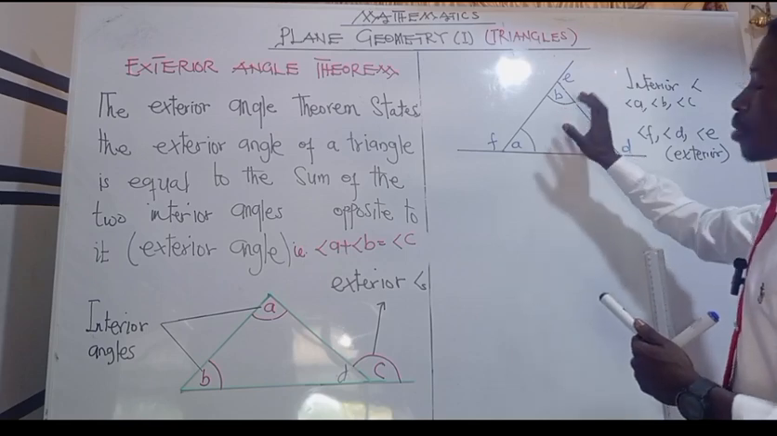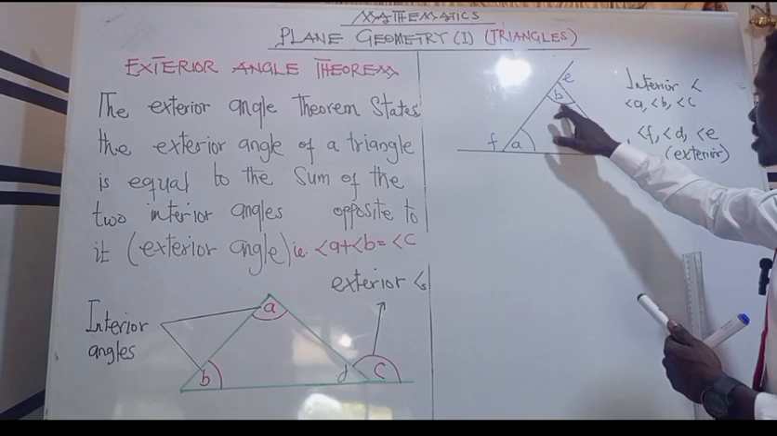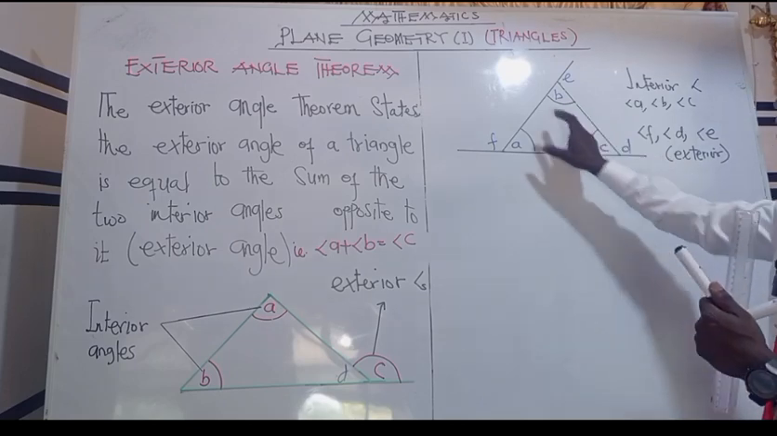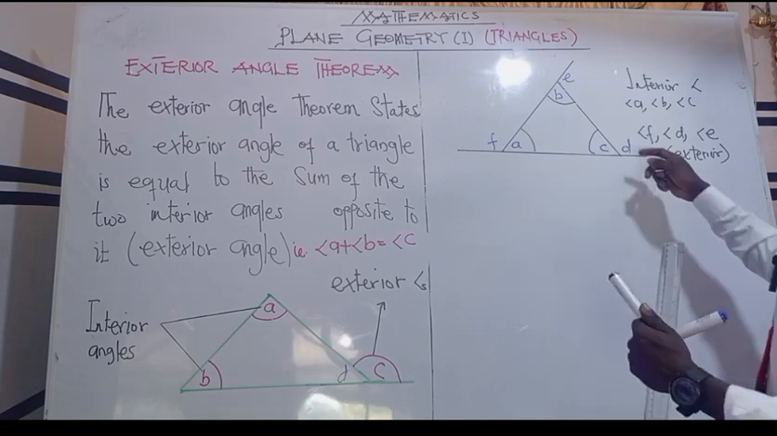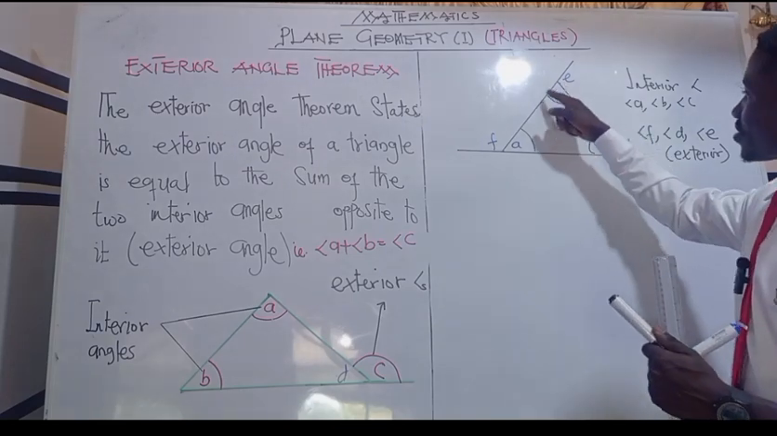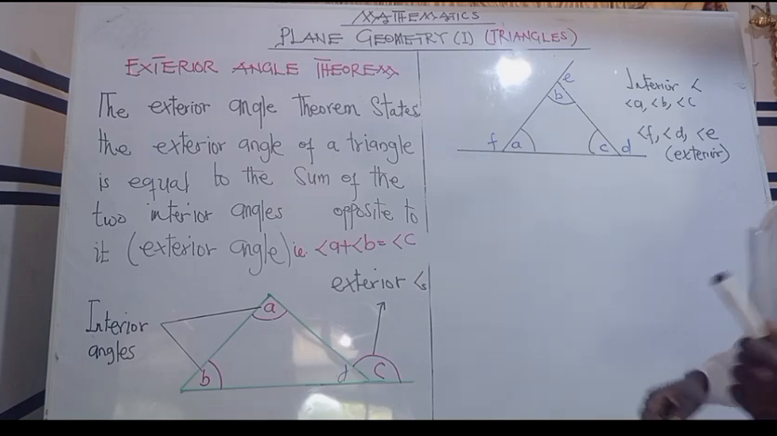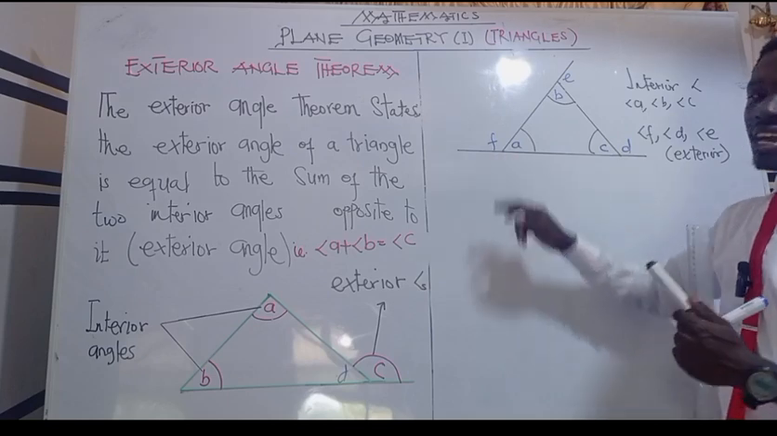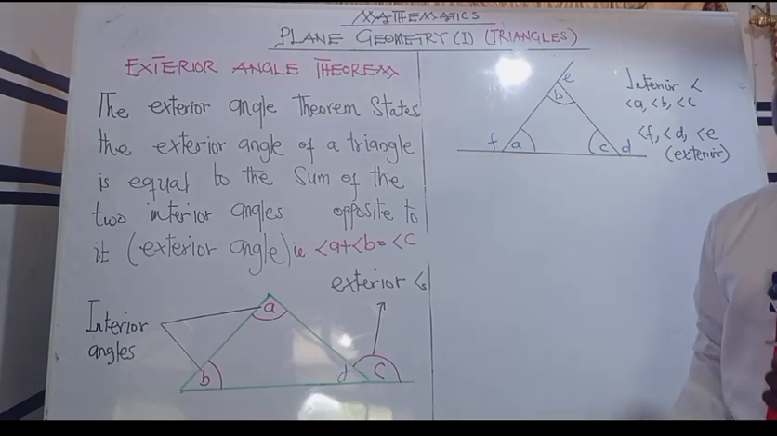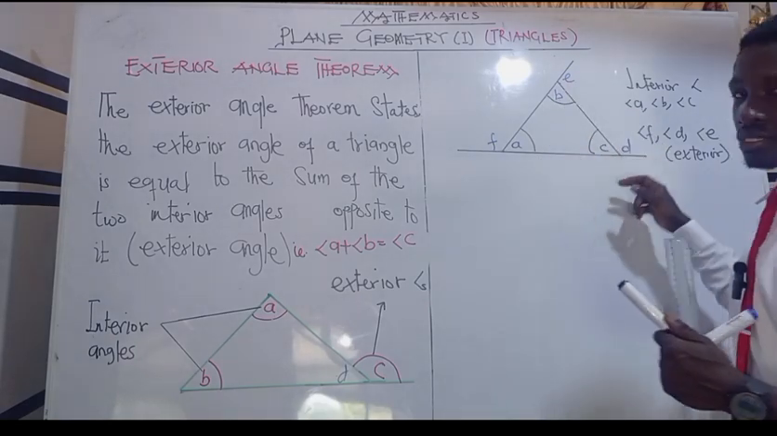So from the diagram, our interior angles are angle A, angle B, angle C. These three angles are our interior angles. Now the angles outside the triangle are called the exterior angles. So angle E, angle D, angle F are all exterior angles because they are found outside of the triangle.